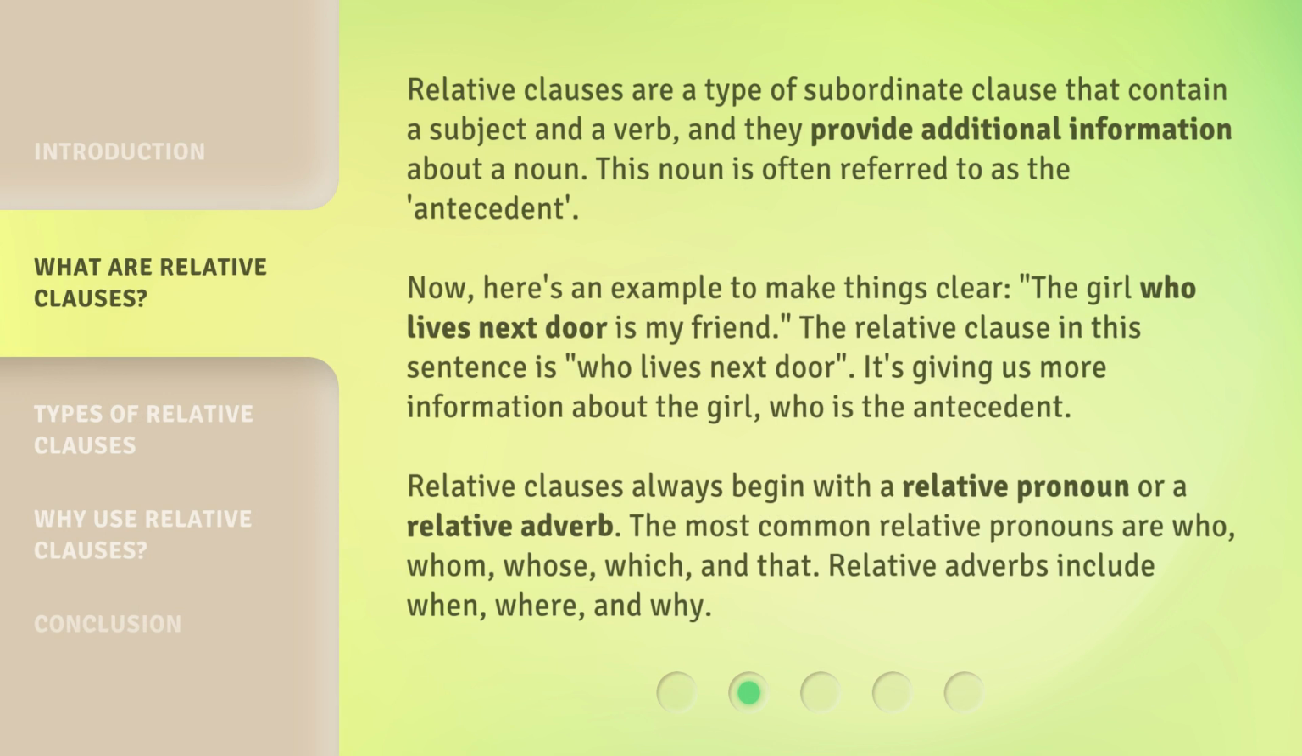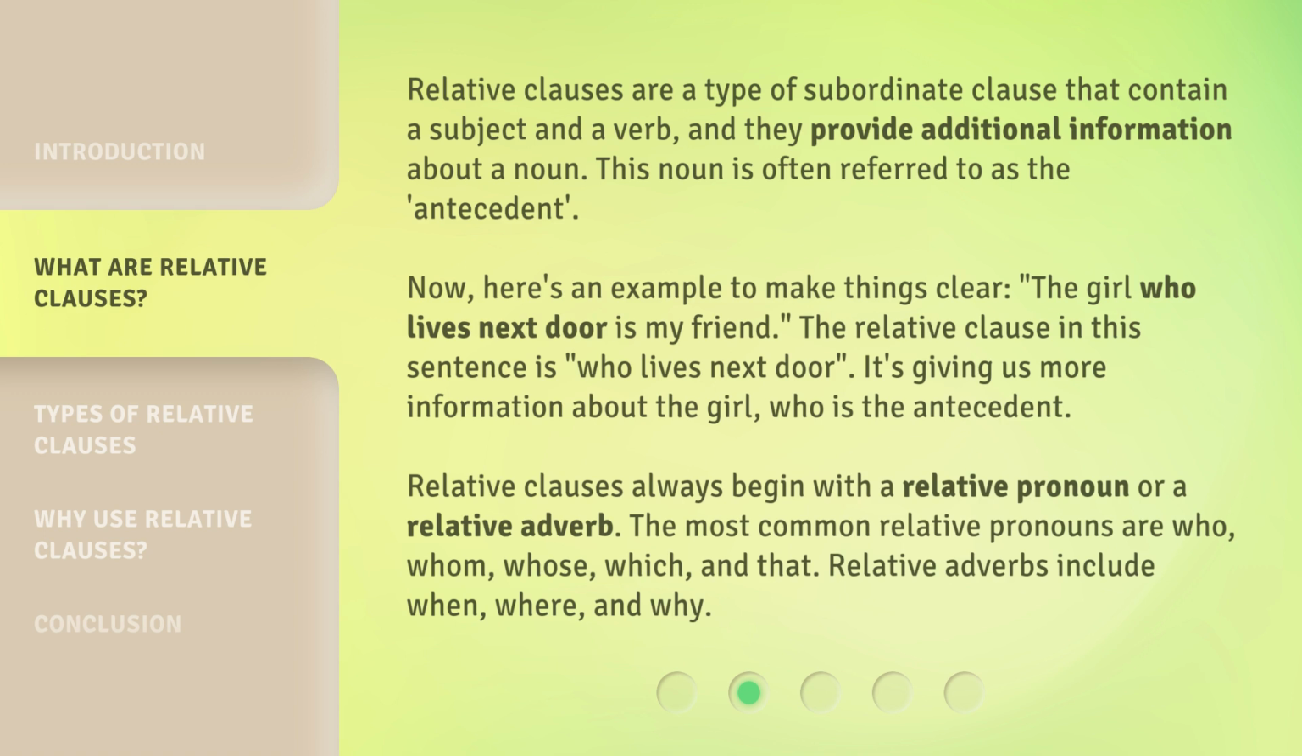Relative clauses are a type of subordinate clause that contain a subject and a verb, and they provide additional information about a noun. This noun is often referred to as the antecedent. Now, here's an example to make things clear. The girl who lives next door is my friend. The relative clause in this sentence is, who lives next door. It's giving us more information about the girl, who is the antecedent.